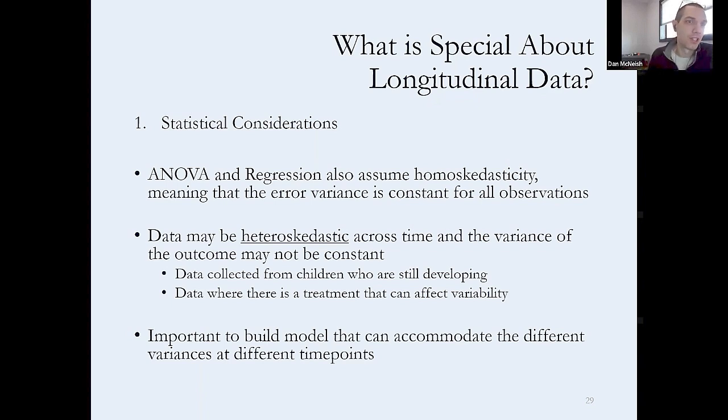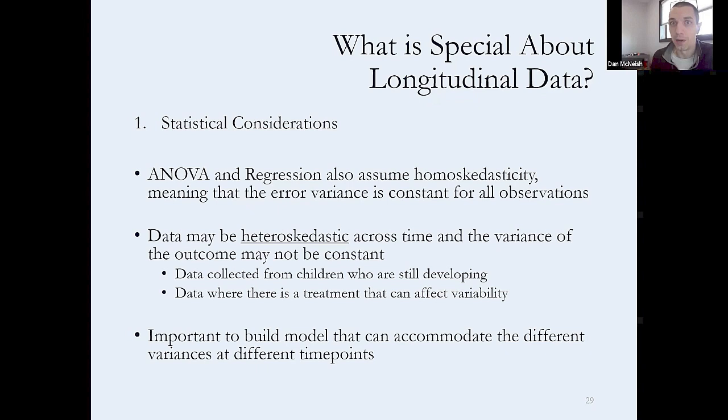A second statistical consideration is about the variance. So ANOVA and regression are going to typically make a homoscedasticity assumption, meaning that the error variance is going to be constant across all of the observations. This may not be true when you collect data longitudinally, especially if you're interested in questions about development, or if you have data focusing on kids or adolescents who are rapidly changing over time. The variance of your outcome may not be stable over time.